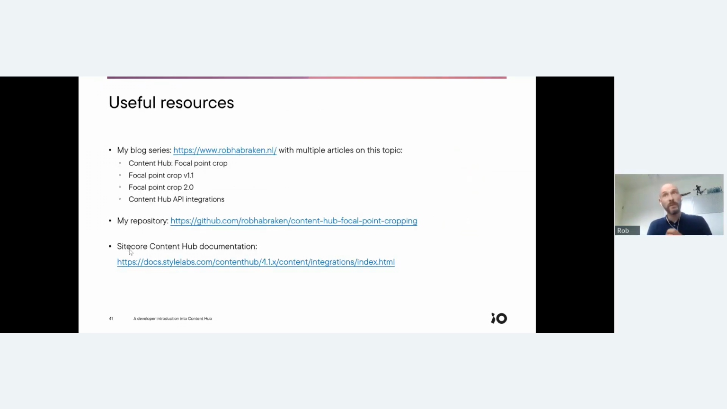And if you want to check out more, on my blog I have written a few blog posts that explain my own customizations within Content Hub, and I've also fully open sourced this focal point cropping, so you can have a look through it and see what it takes to configure this. And it also goes over some topics that I didn't cover today, like transformations and a few more things. And also be sure to check out the Content Hub documentation, because it's rather good.